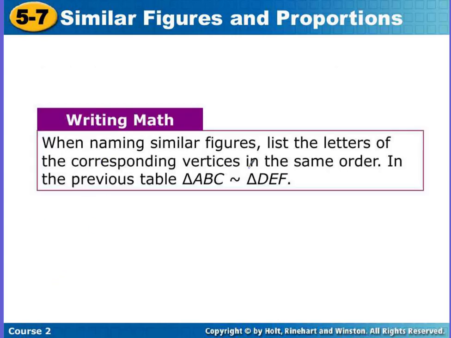When naming similar figures, we list the letters of the corresponding vertices in the same order. In the previous table, triangle ABC and triangle DEF are similar, and that's what this little squiggly line is. It stands for similar. So when we name this, it says triangle ABC is similar to DEF. So A has to be in the same place as D, B has to be in the same place as E, and C has to be in the same place as F.